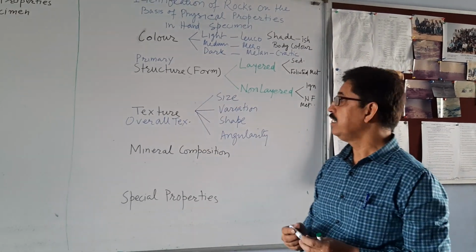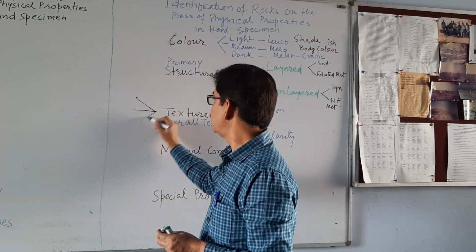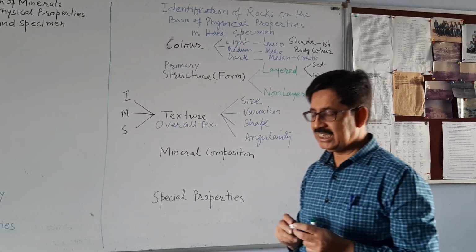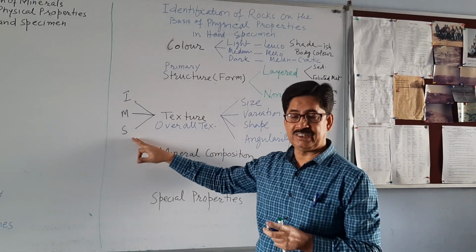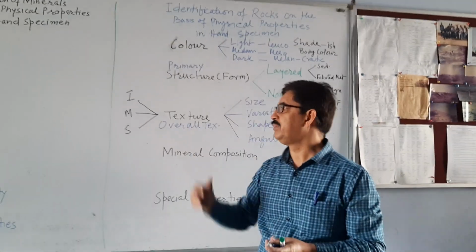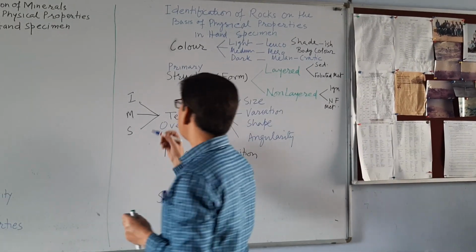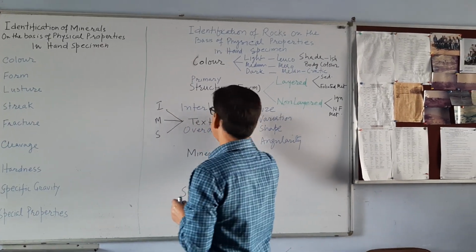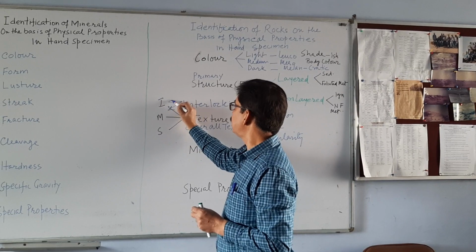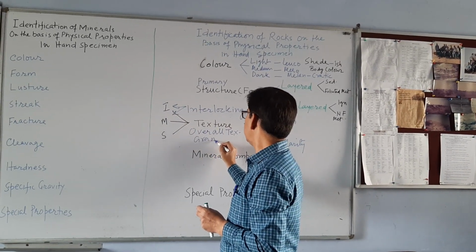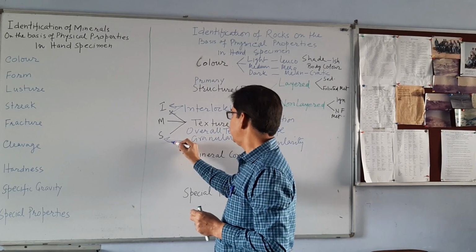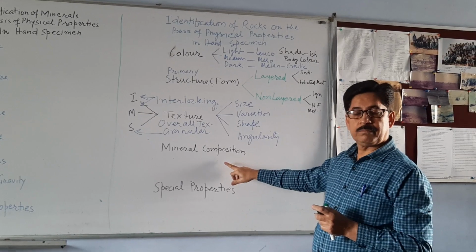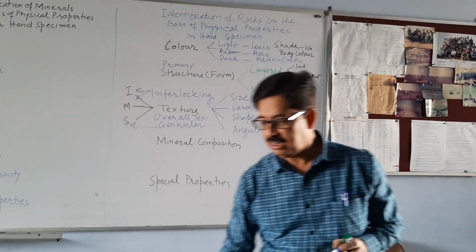Then we will see the texture. The texture of igneous rock, the texture of metamorphic rock and the texture of sedimentary rocks are slightly different. In fact, sedimentary rock texture is very much different from the texture of igneous and metamorphic rock. Both of these textures are interlocking. So we have to check that if it is interlocking, then we will go for igneous and metamorphic rock. If it is granular, then we go for sedimentary rock. And then we will try to see the mineral composition of the rock.